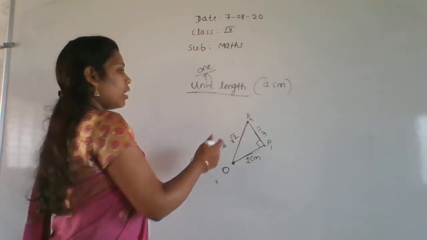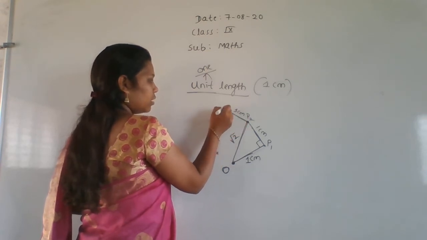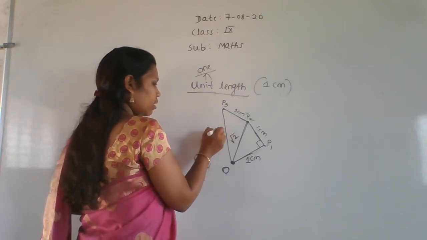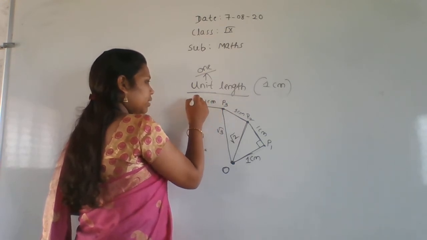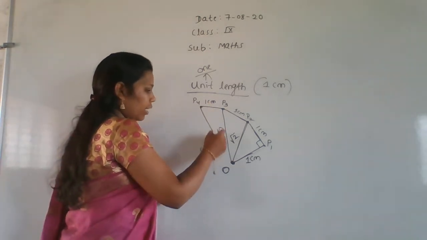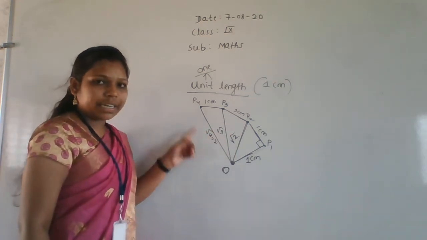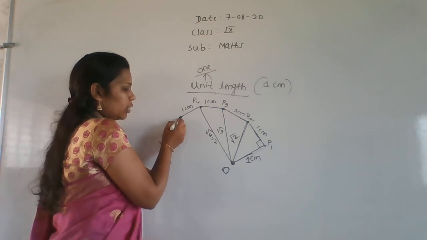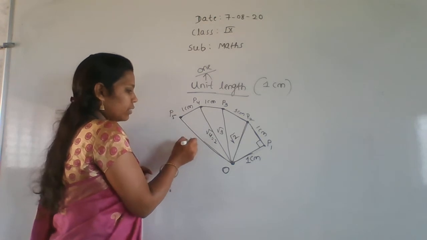Next, again take a 1 centimeter length here. This is P3. Join this, and it will give the value root 3. Again take a 1 centimeter length, that is P4, and join; you will get root 4, which is nothing but 2 centimeters. Again draw 1 centimeter and join to O. This is P5, and the value is root 5.